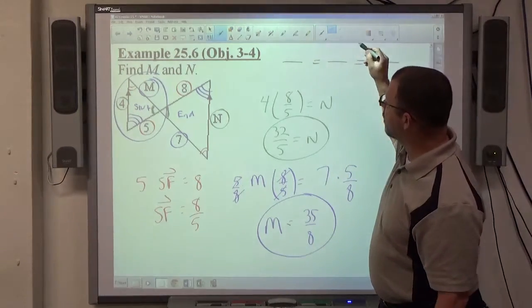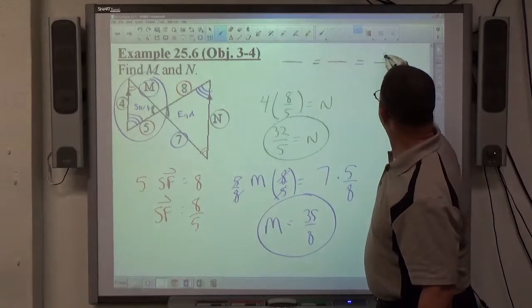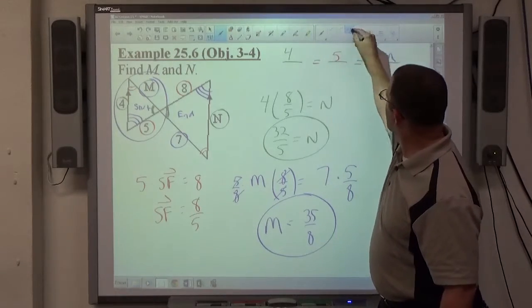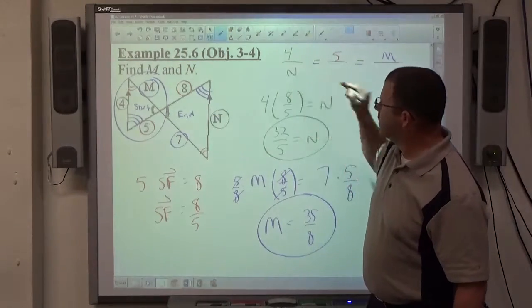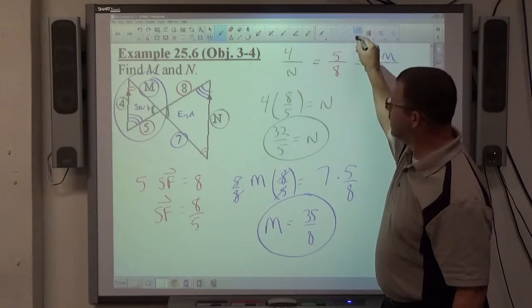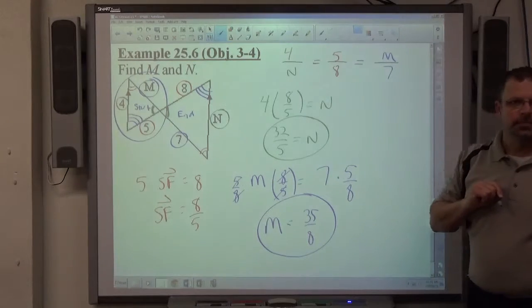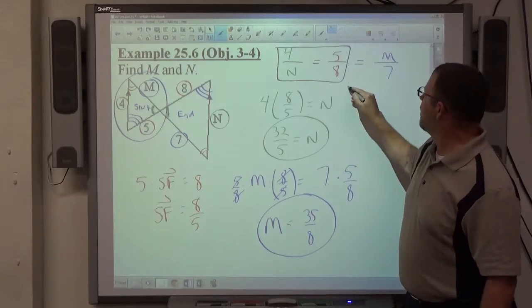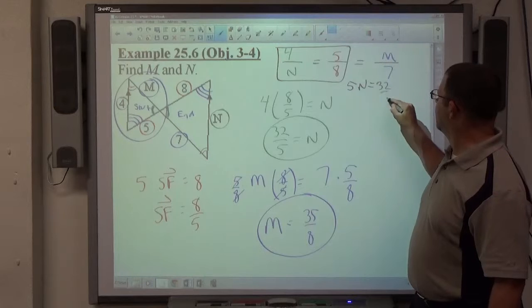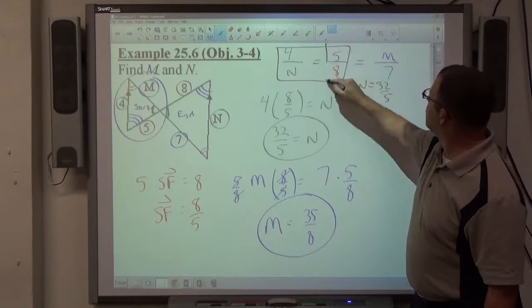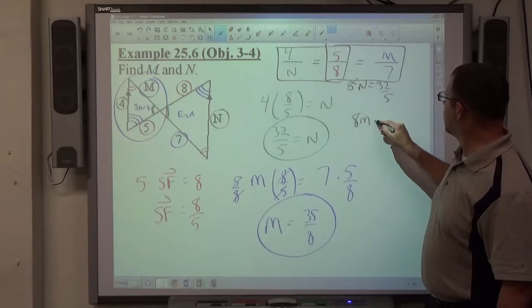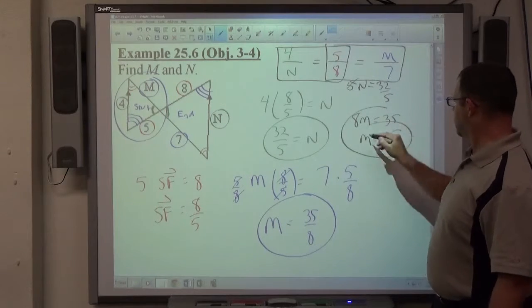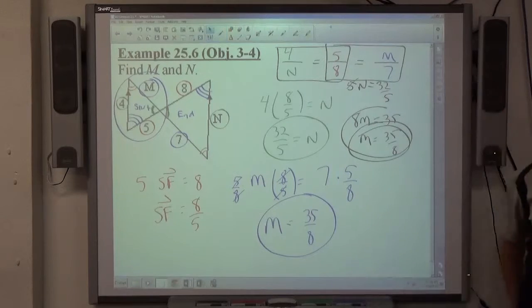I'm going to put 4, 5, m on top. Four corresponds to n, 5 corresponds to 8, m corresponds to 7. I cross multiply the n part here. I get 5n equals 32. n is 32/5. If I cross multiply the m part, I get 8m equals 35. So m equals 35/8. That's the answer. That's the whole problem.